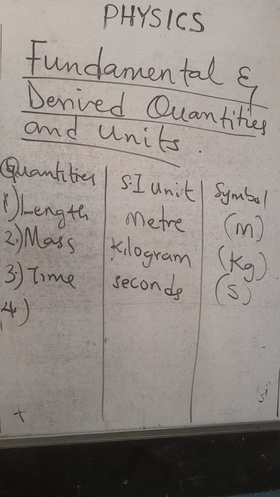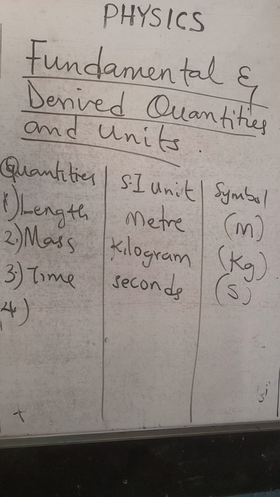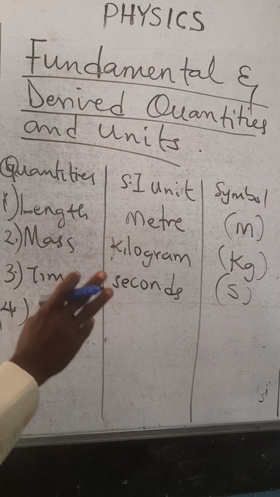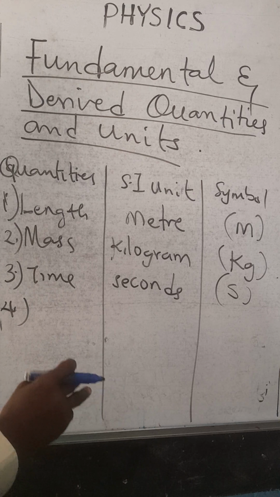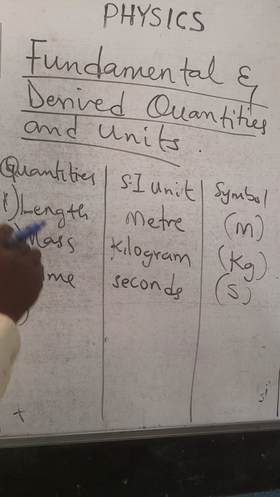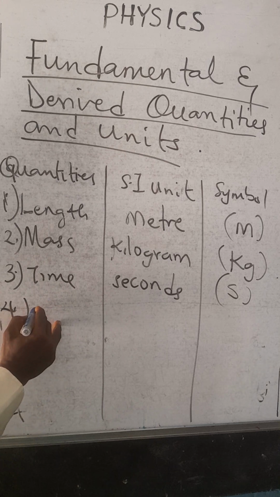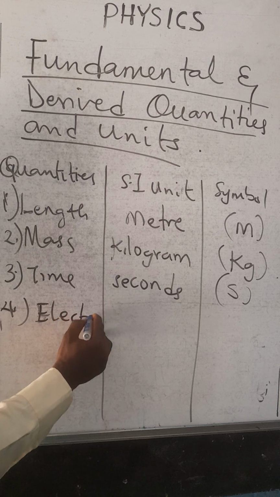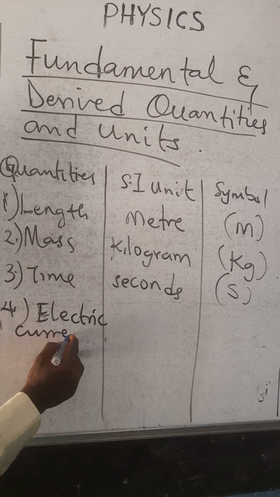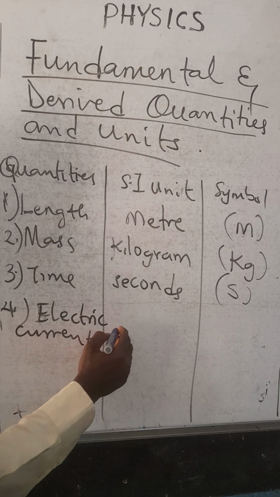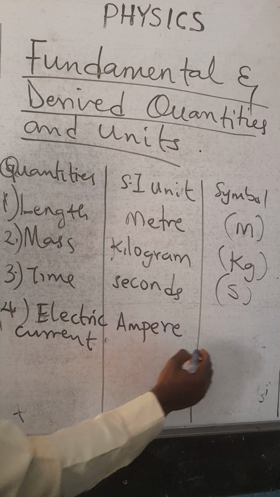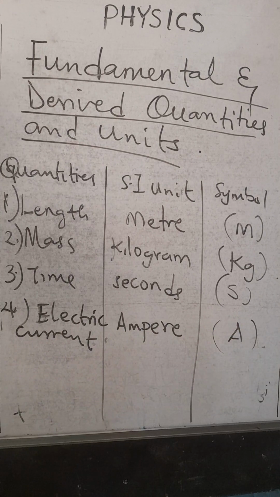The fourth one: don't forget, the fundamental quantities are the basic quantities which are independent of other quantities and cannot be derived from other quantities. The fourth one is electric current, which has its SI unit as ampere, symbol A.